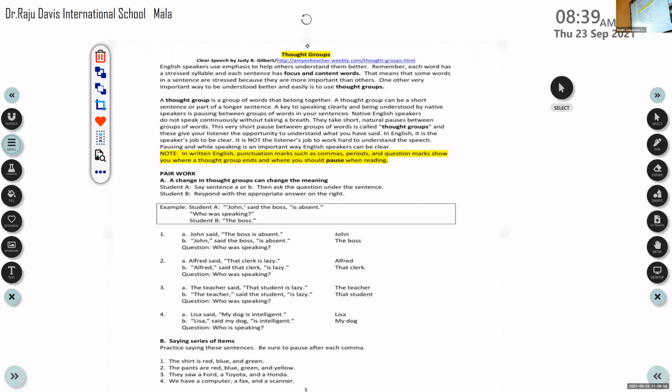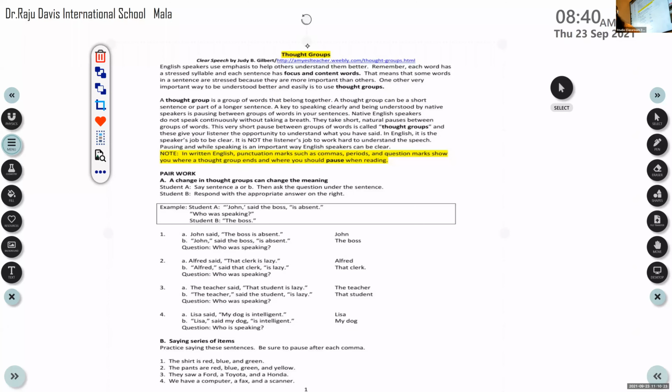English speakers use emphasis to help others understand them better. Remember, each word has a stressed syllable and each sentence has a focus and content words. That means that some words in a sentence are stressed because they are more important than others. One other very important way to be understood better and easily is to use thought groups.